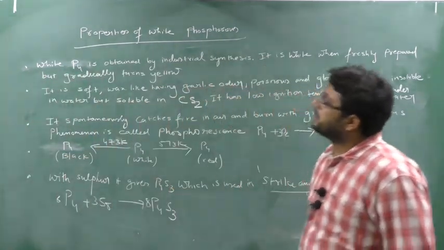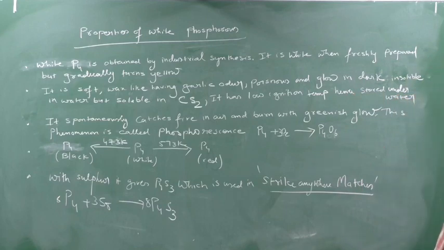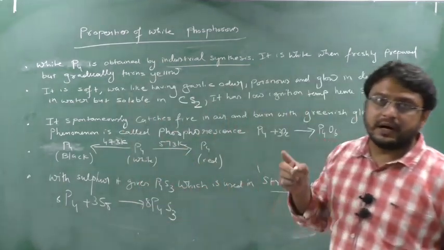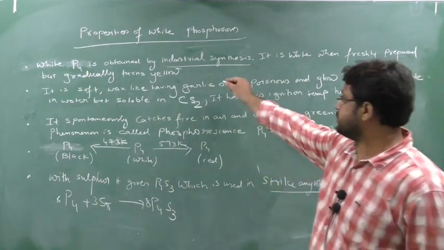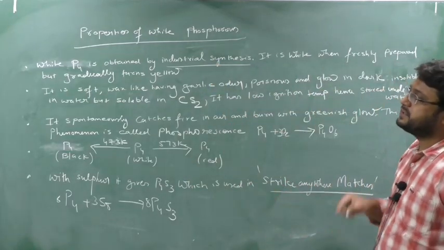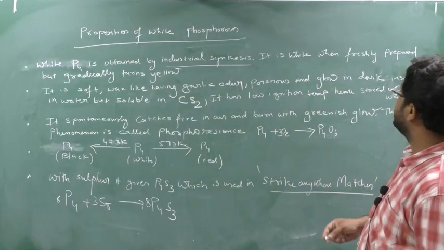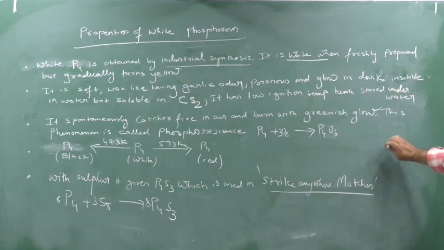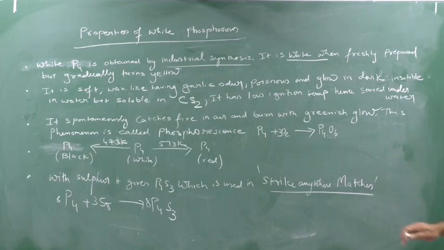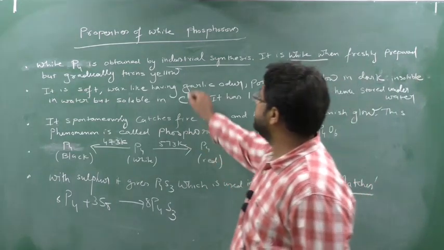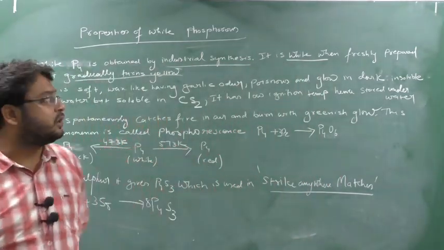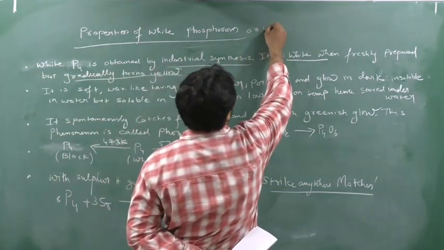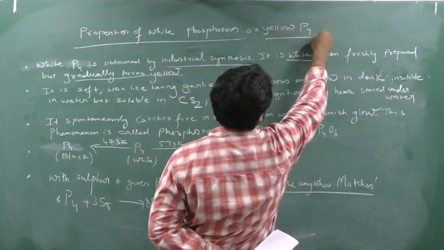These are the properties of white phosphorus. The first property: white phosphorus is obtained by industrial synthesis, meaning you are manufacturing it in industries. When it is freshly prepared in the industry, it is white, but slowly, as time passes, it turns yellow. Who turns yellow? This white phosphorus. That's why white phosphorus is also known as yellow phosphorus. Clear this part?